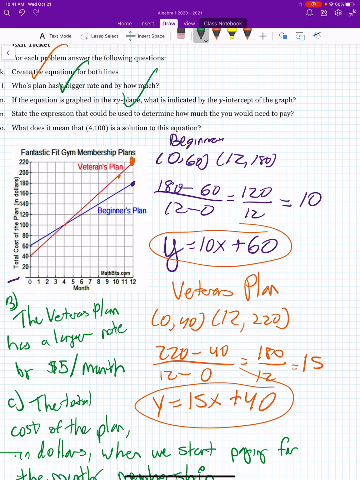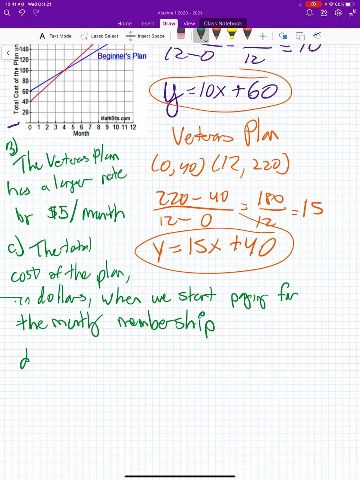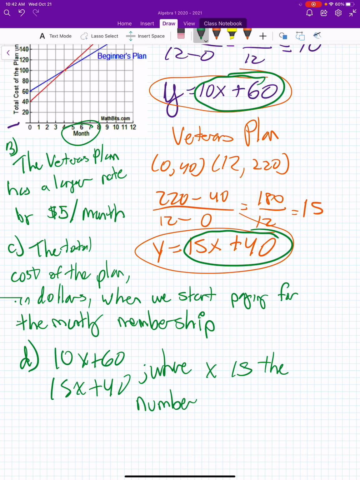Good. And state the expression that can be used to determine how much you would need to pay. So here, D, what are the expressions? That's this part of the equation. So we have 10x plus 60, and this part of the equation, 15x plus 40, where x, looking at our graph, is the number of months.